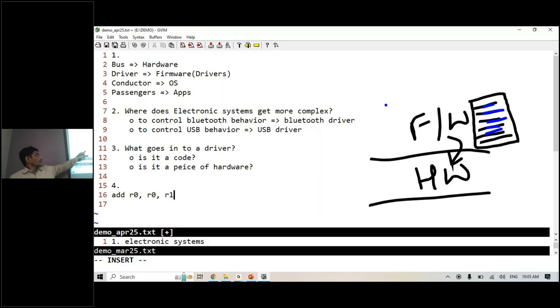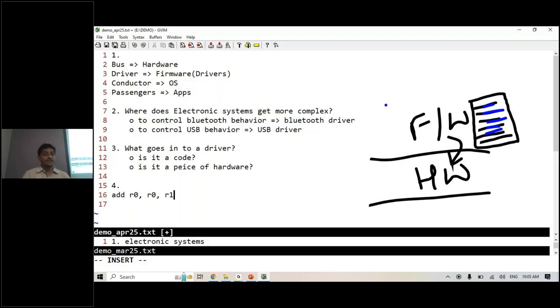I'm adding R0, R1 and storing the result into R0. What is R0 and R1? These are the registers which are present in my processor. Add is an instruction. R0 and R1 are the two general purpose registers that are present in my hardware, meaning in my processor.